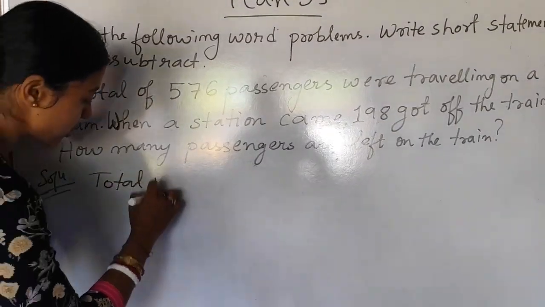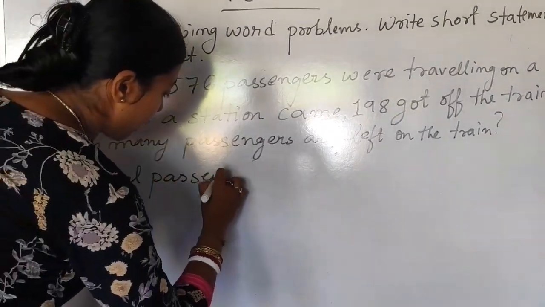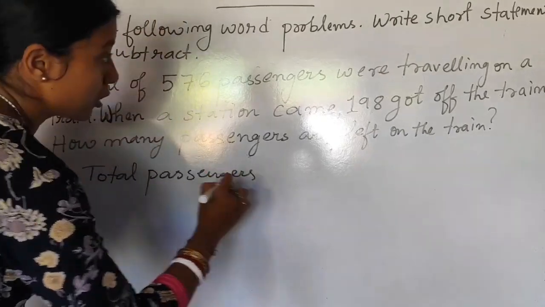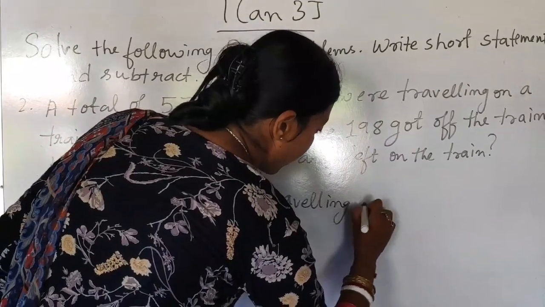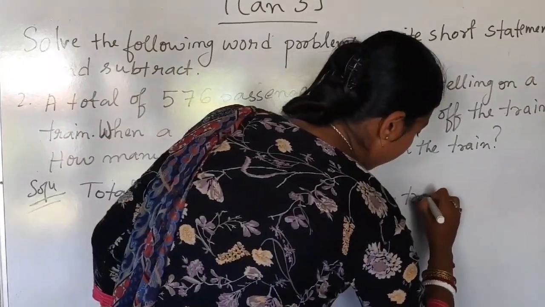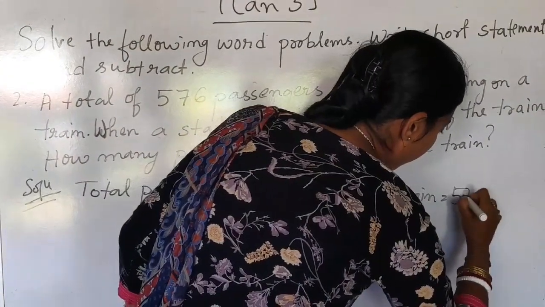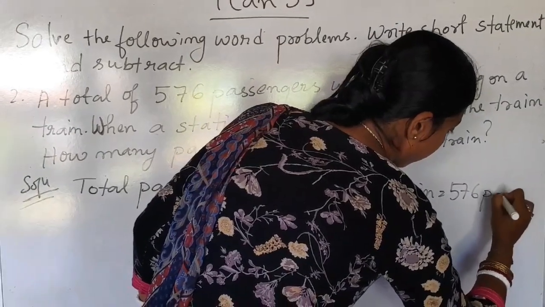Total passengers traveling on a train equal to 576 passengers.